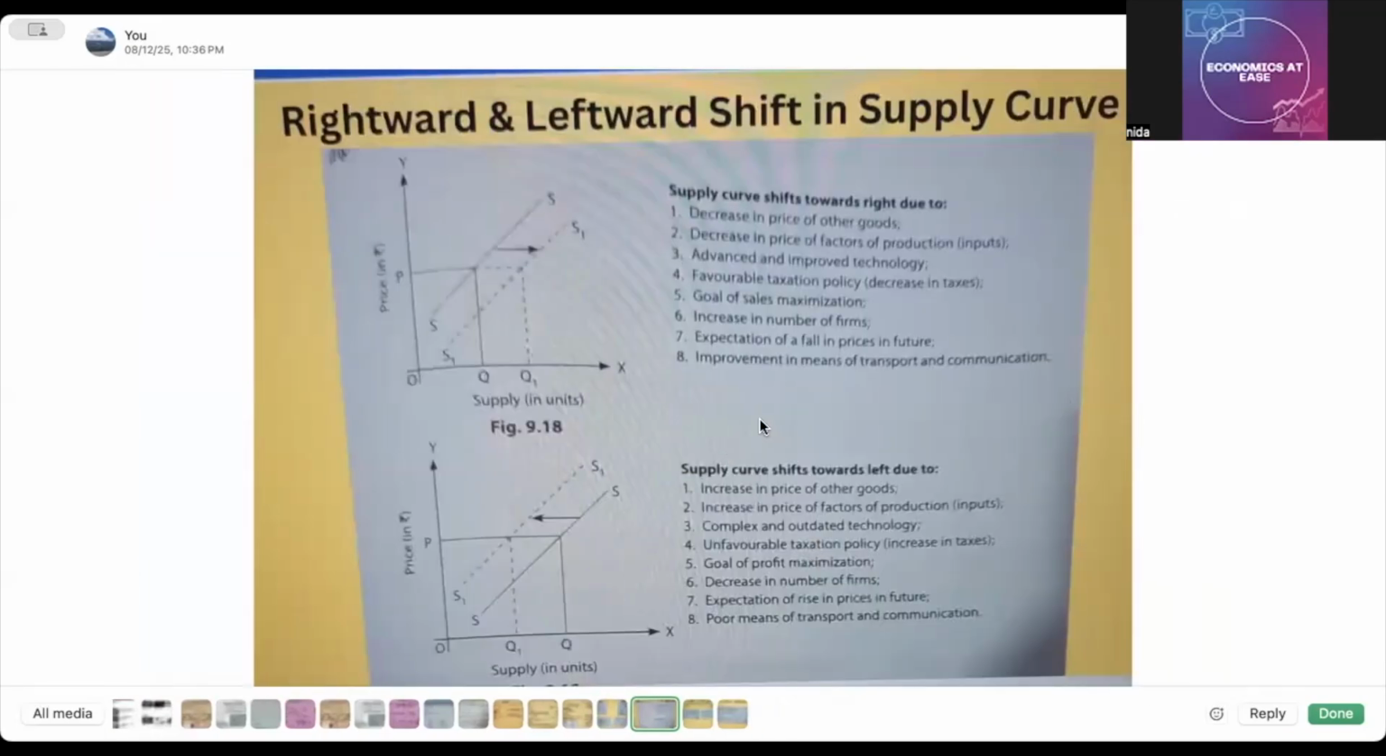Now next is rightward and leftward shift. होता क्या है, reasons कौन से होते हैं, you can go through it. तो ये आपका हो गया shifts to the right. Okay, when the supply curve shifts to the right, the reasons are given here, and when supply curve shifts towards the left, और supply कम कब होता है, then the reasons are here.